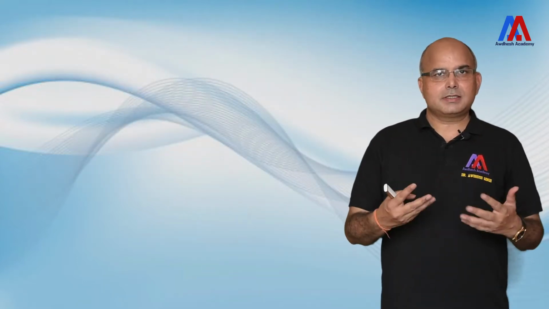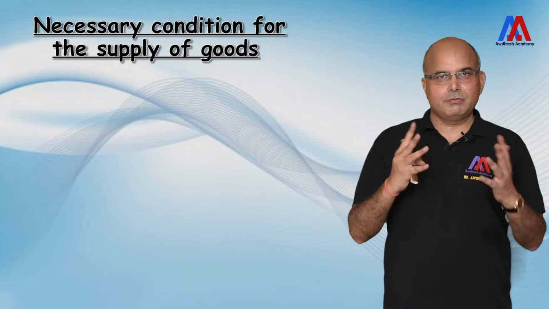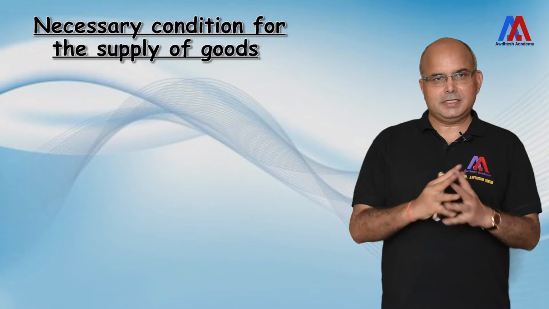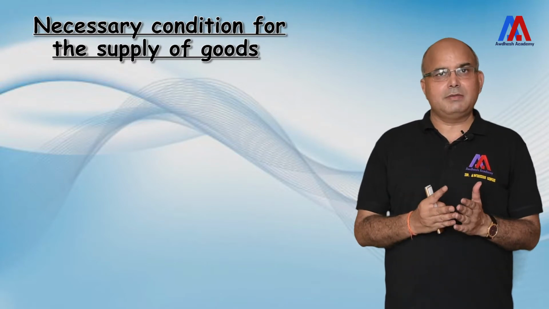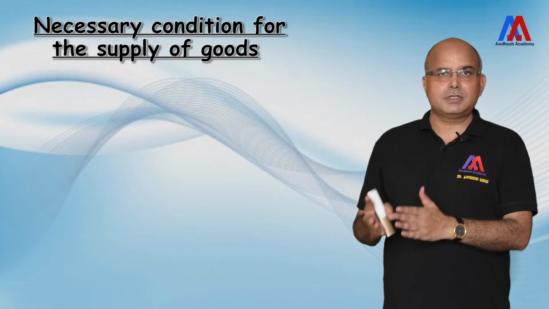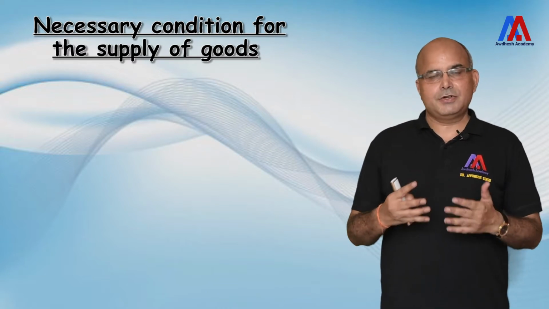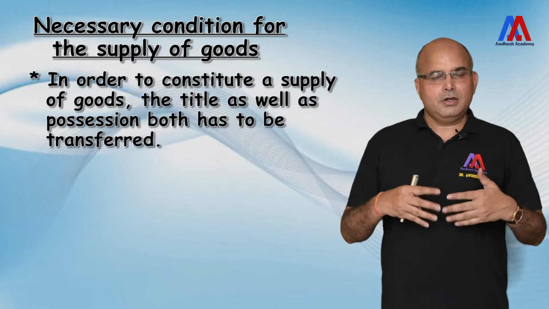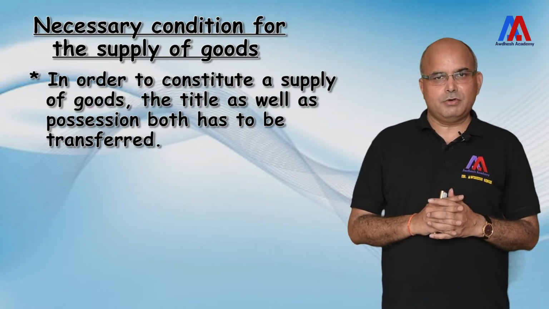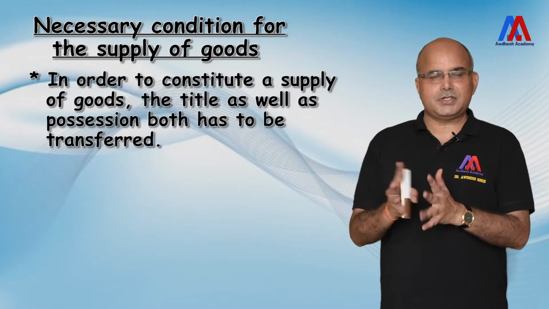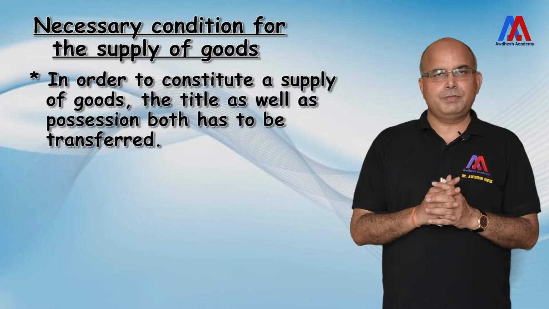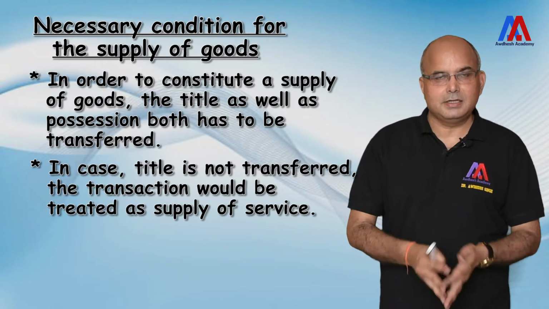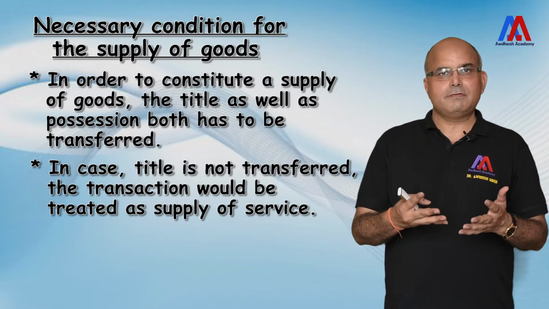Now let us understand certain conditions about the supply of goods. If you are supplying goods, what are the necessary conditions that have to be satisfied? This is important because sometimes there can be different rates on supply of goods or supply of services, and therefore we should know whether it is a supply of goods or a supply of services. In order for something to constitute a supply of goods, the title as well as the possession of the goods both should be transferred. If you are only transferring the possession but you are not transferring the title, it will not be considered to be a supply of goods.